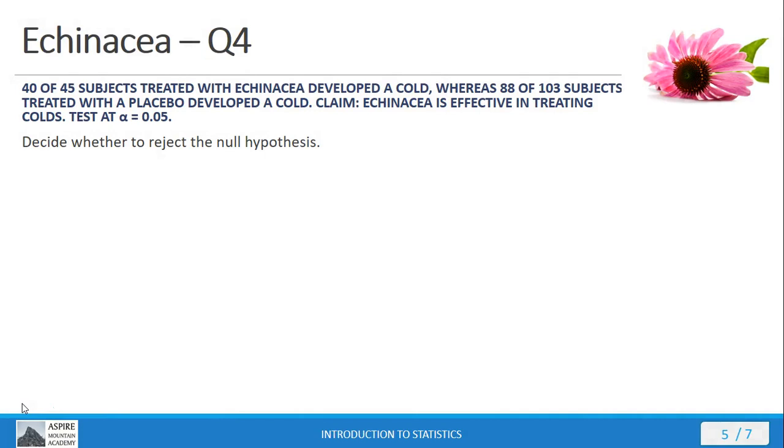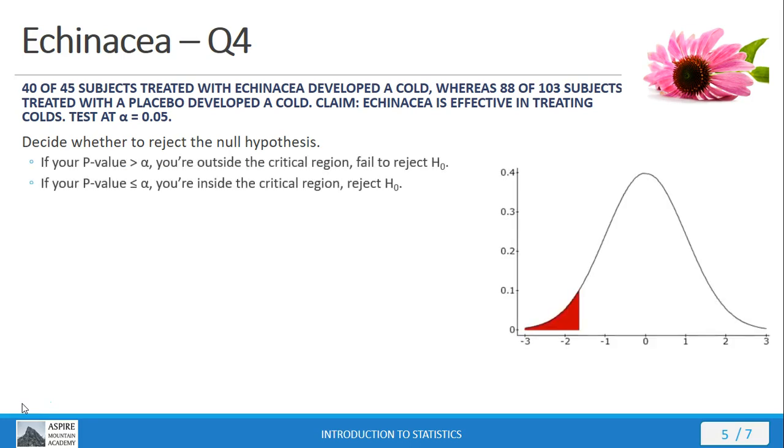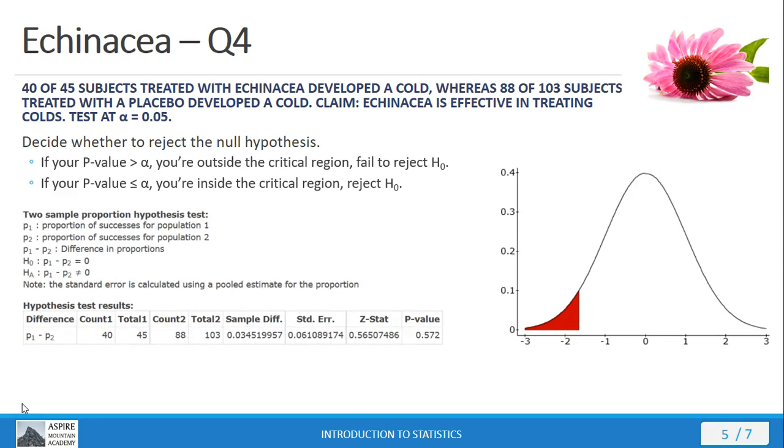Are we going to reject or fail to reject the null hypothesis? Well, we're going to use the same criteria that we used previously. So if we're inside the region of rejection, we're going to reject H0. If we're outside the region of rejection, we fail to reject H0. So go back in and looking at our results that we saw earlier, we look at our p-value. That p-value of 57.2% is definitely greater than 5%. So we're outside the region of rejection, and therefore we fail to reject the null hypothesis.